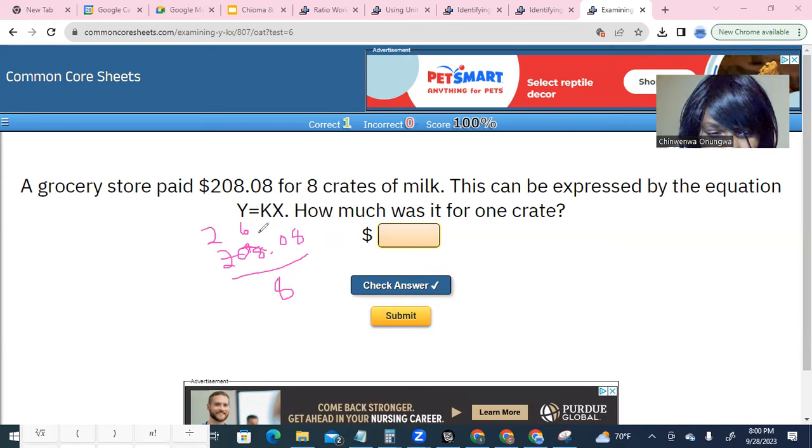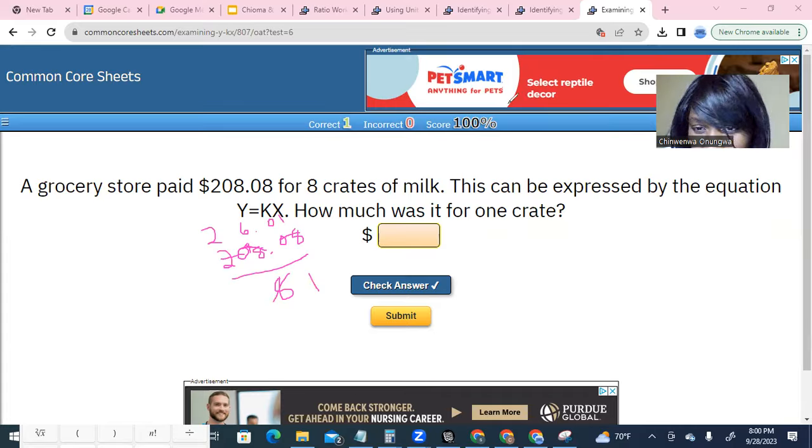And then we'll just do 26 point, and 8 will go into 08 one time, right? 1 time. So it'll be 26.01 for one crate, okay? If we simplified it.